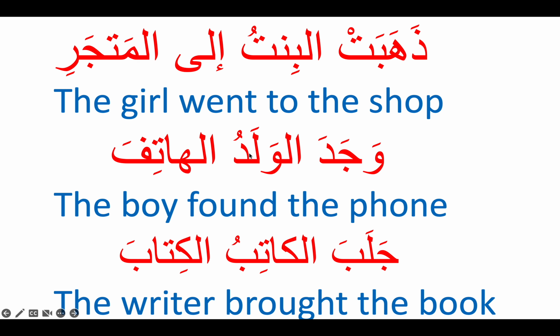وجد الولد الهاتف. The boy found the phone. So verb, وجد, to find. Subject is الولد, the boy. Now the subject in a verbal sentence is in the nominative case. That's why there is the dhamma on top. الهاتف is the telephone. الهاتف with the fatha on top because it is the object of the verb. So it is in the accusative case.